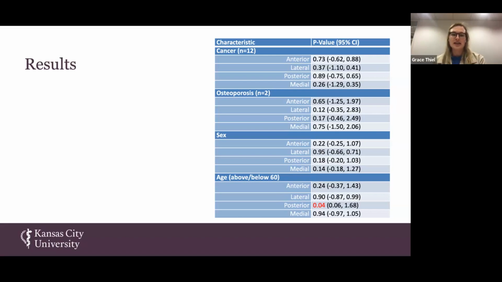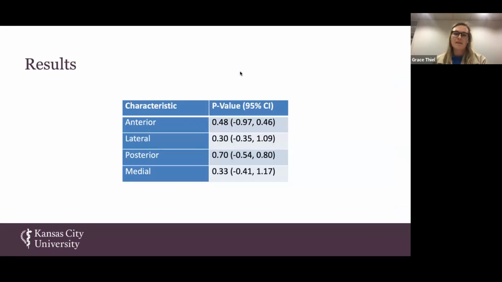The known cancer diagnosis population also did not have any significant findings, and I thought this was interesting as well, because I would have thought that either chemotherapy or radiation could have impacted the cortical bone quality.